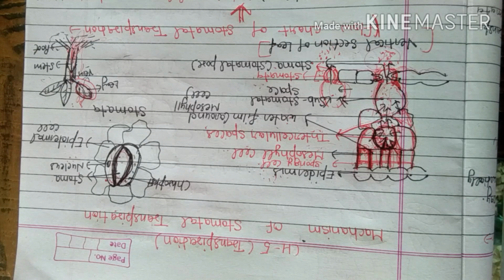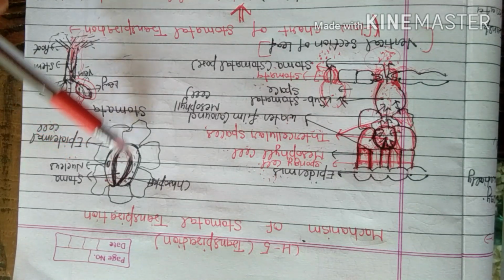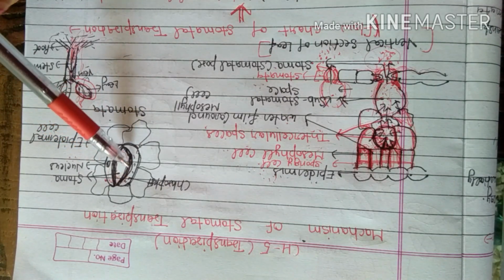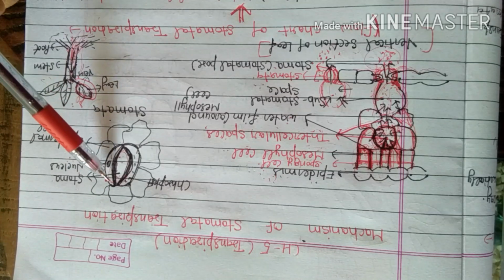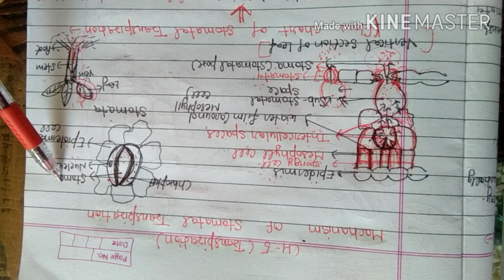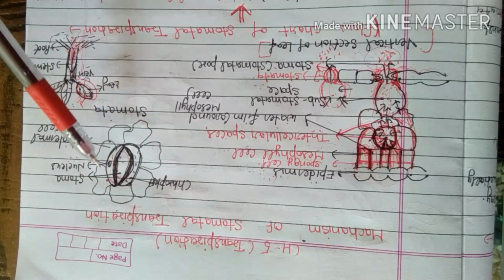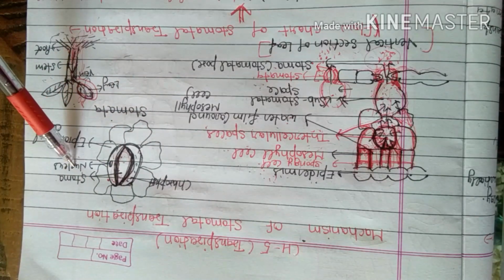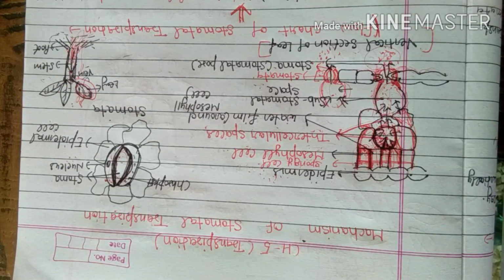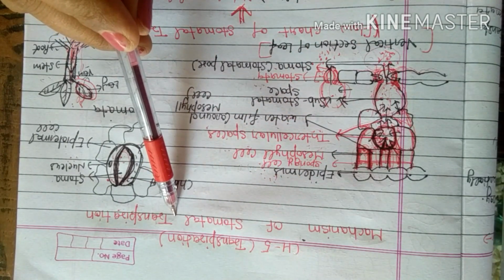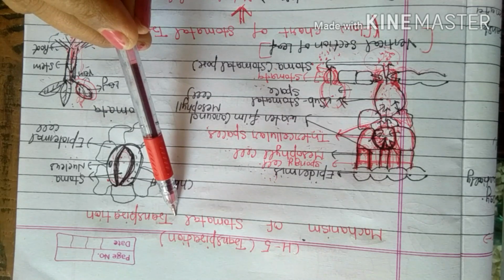Next is the mechanism of stomatal transpiration. Why is it called stomatal transpiration? See the structure. It has two guard cells and a stomatal pore. Through this opening, plants transpire outside.